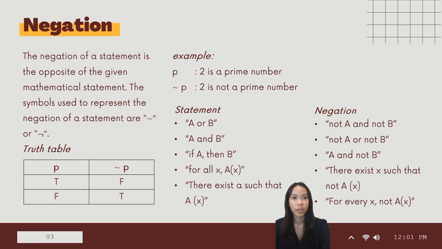And there are the rules for the negation of compound statements. A or B, the negation is not A and not B. A and B, the negation is not A or not B. If A, then B, the negation is A and not B. For all x, A(x), the negation is there exists x such that not A(x). And the last one: there exists x such that A(x), the negation is for every x, not A(x).